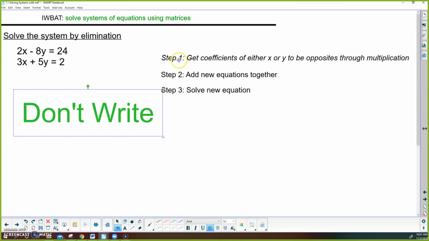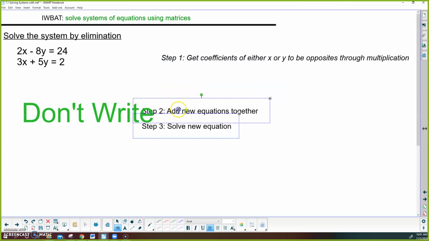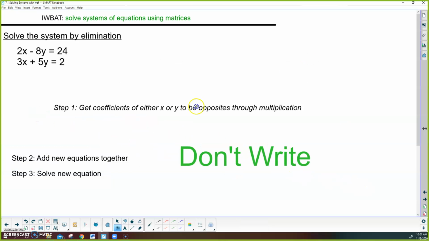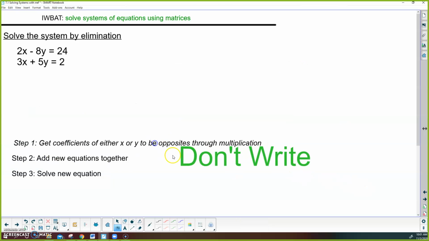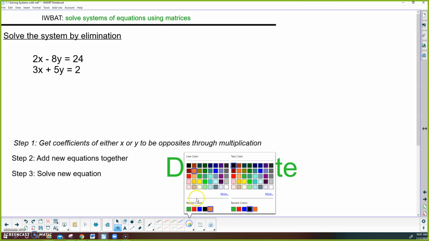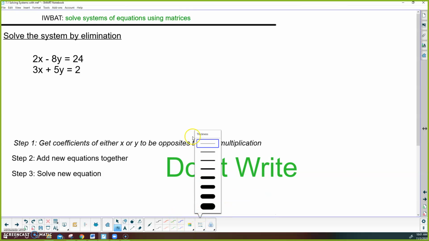Now, on this one, I don't want you to write this. The reason why is I actually very rarely use this method. I prefer substitution. And I'm just going to show you quick so you have a quick reminder of how this works. But don't write this yourself.